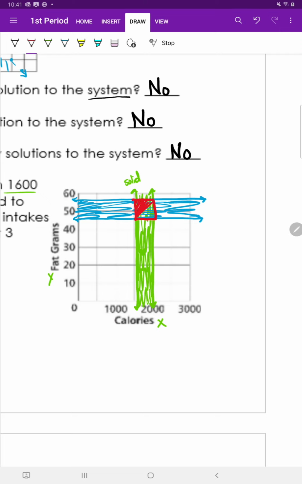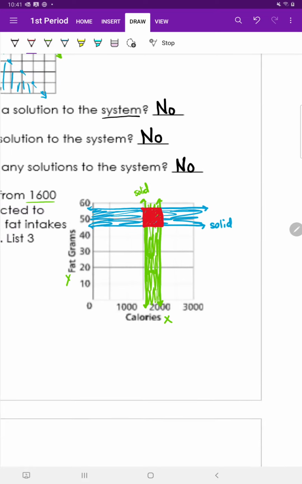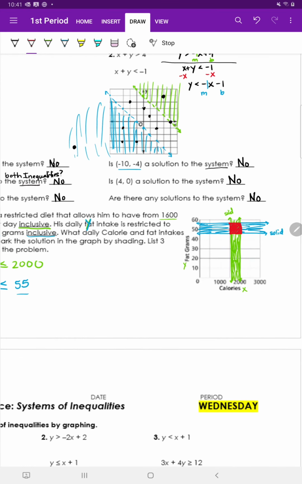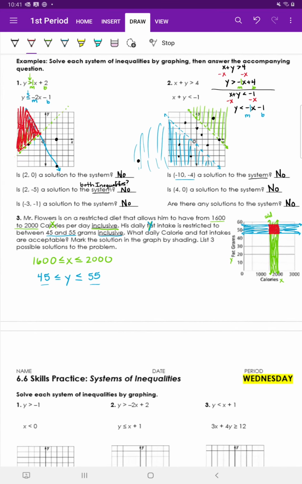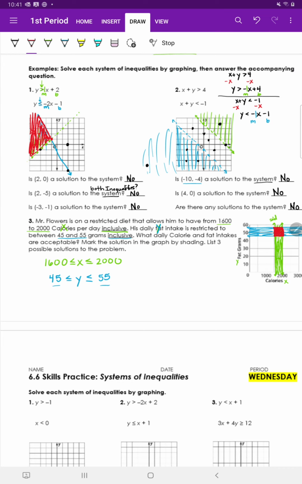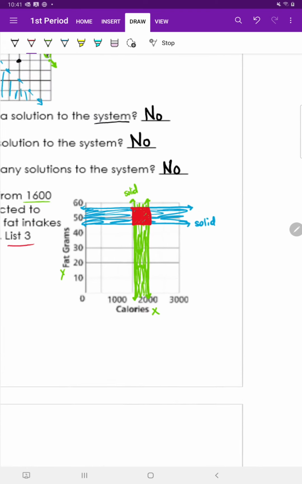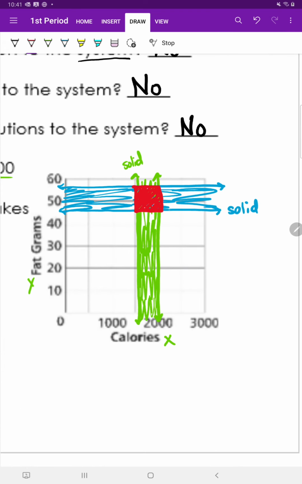And since it's inclusive, since these are solid and the green lines are solid, then all of these points are included. We don't have to worry about dotted lines or anything. So the red box right there is the solution to our system. So the last part of this question asks us to list 3 possible solutions. Well, every single point in this red box would be a solution to the system. So we could pick any 3 points in there we want.